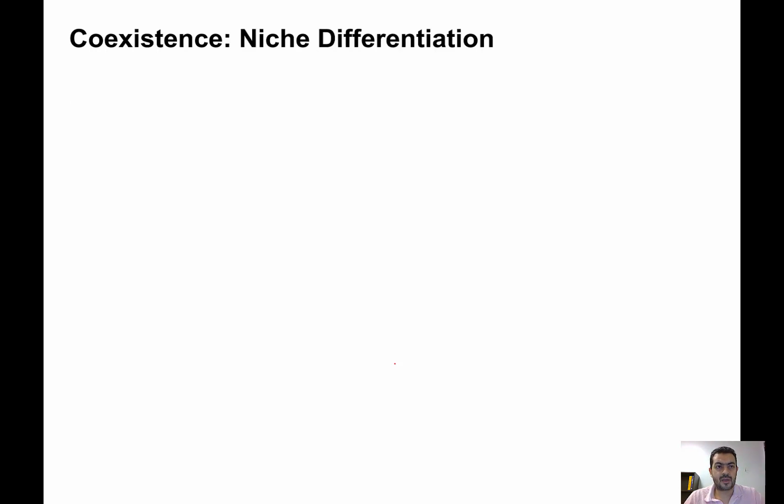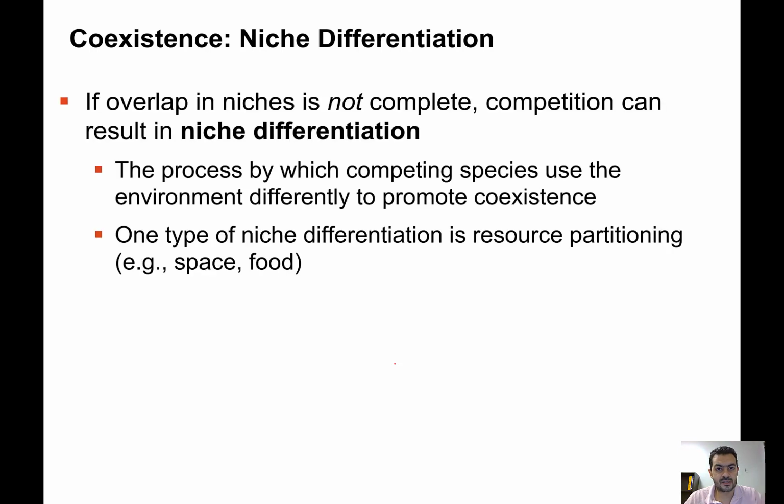Most of the cases we will find what we call coexistence. Coexistence means that the two species will coexist together, and in order to exist together in an environment with limited supply, they will need to differentiate their niches. So niche differentiation will happen in order to allow this coexistence.